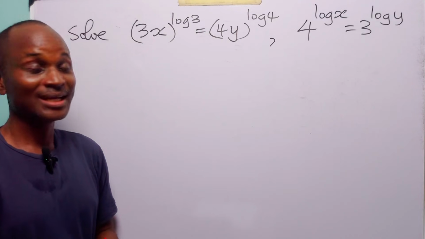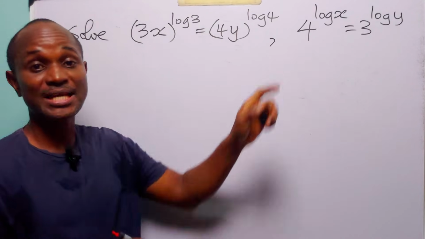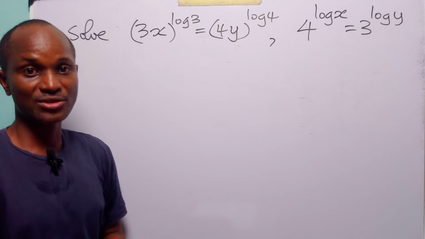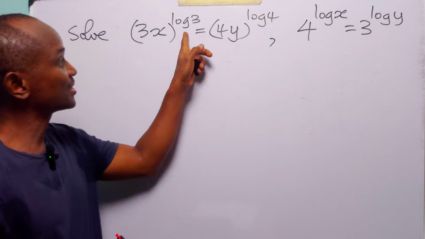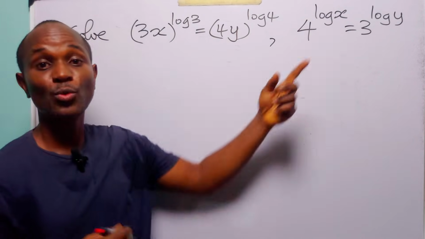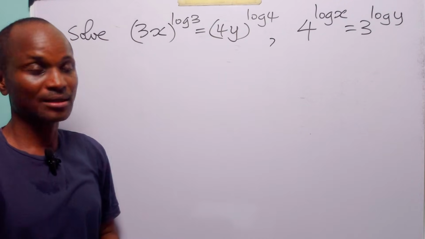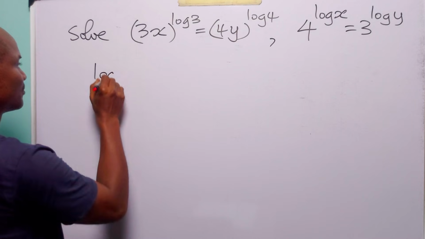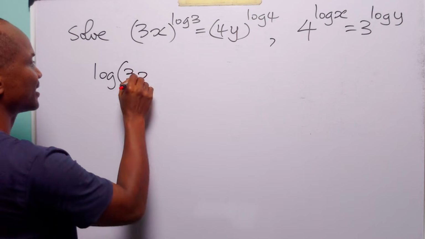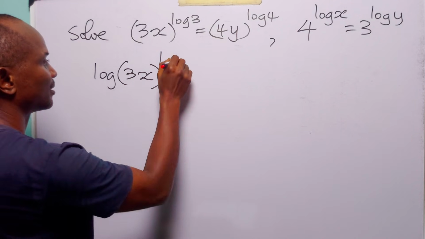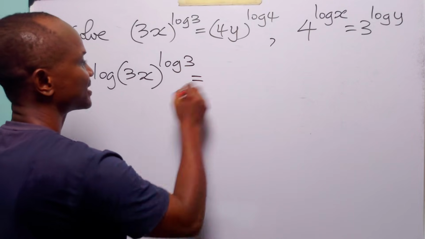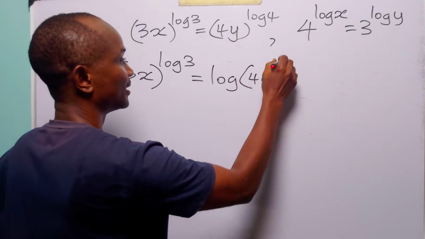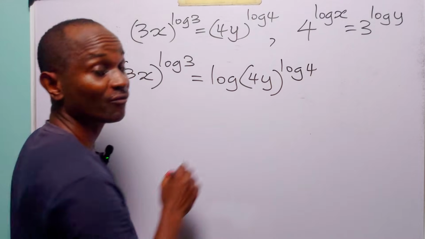Hello and welcome. The first step to solving these two simultaneous equations is to take log of both sides of both equations. And of course, since the question is given in base 10, we continue working in base 10. When we take log of both sides of this first equation, we have log 3x to the power log 3 is equal to log 4y to the power log 4.